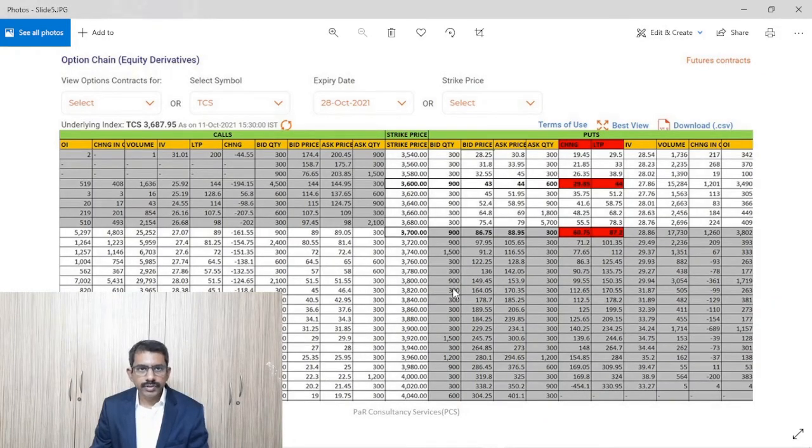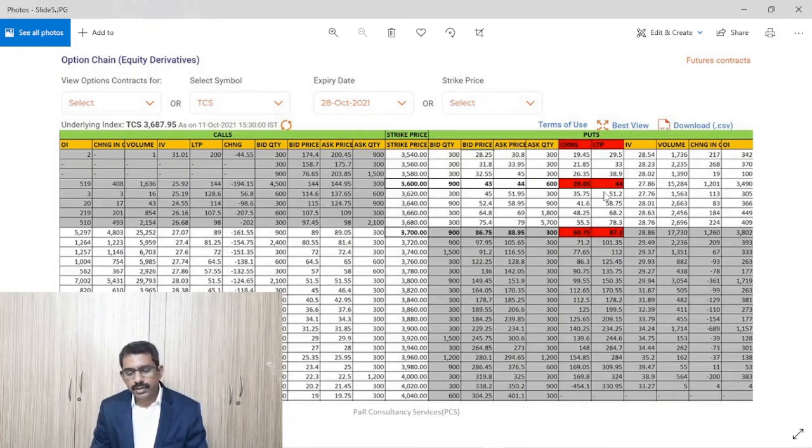Now we are in the Nifty option chain. So the stock is TCS, expiry date 28th October. So we have the call option and the put option here. So our interest is with the put option. I have marked the two strike prices, 3600 and 3700, which I will explain now.